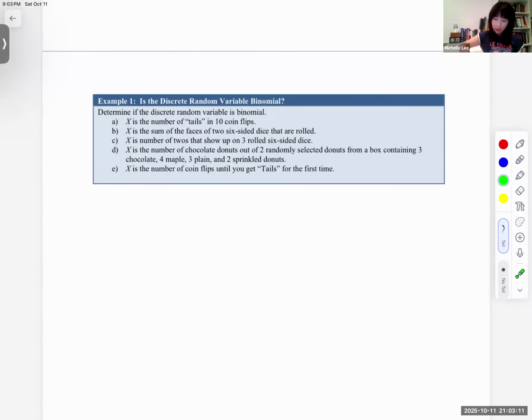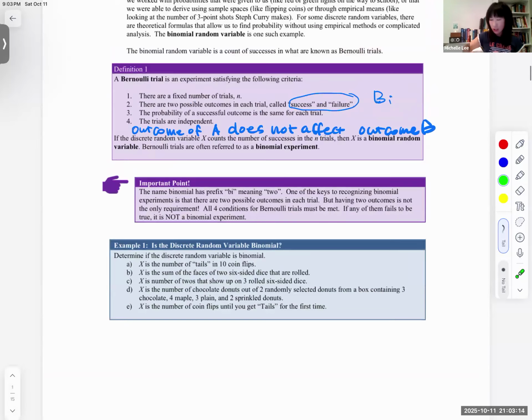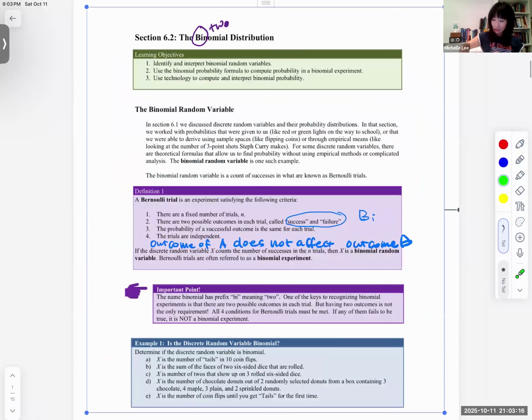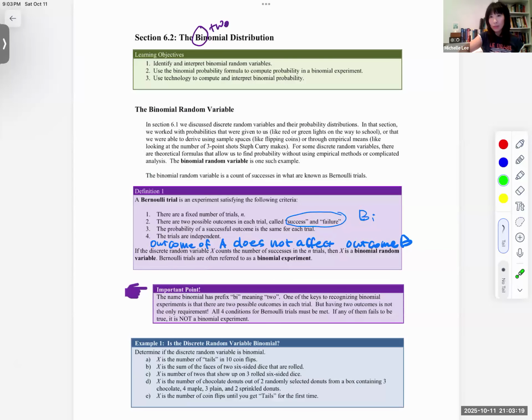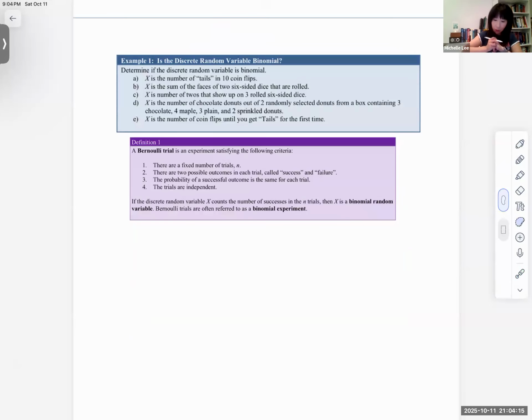All right. So let's check that. Let me bring that criteria. Hold on one second. Okay. All right. So I brought the definition here so that we can take a look. So first one, X is the number of tails in 10 coin flips, right? All right. So let's check n equal to 10. Yeah, 10 flips, right? So that is a fixed number of trials. Make sense?